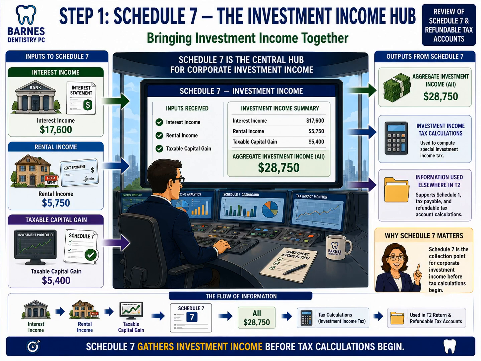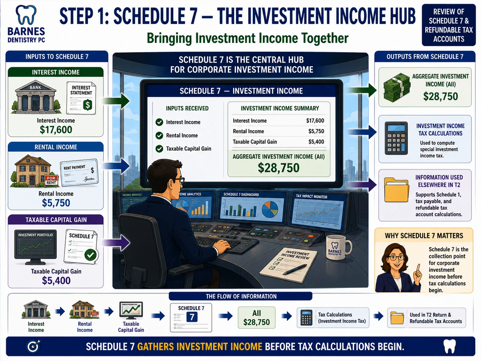Throughout this case study, we've examined several different types of investment income. We've looked at interest income, we've reviewed rental income, and we've calculated taxable capital gains through Schedule 6. At first, these may seem like separate topics, but inside the T2 return, they eventually come together in one place. That place is Schedule 7. This is why Schedule 7 is often described as the central hub of corporate investment income.